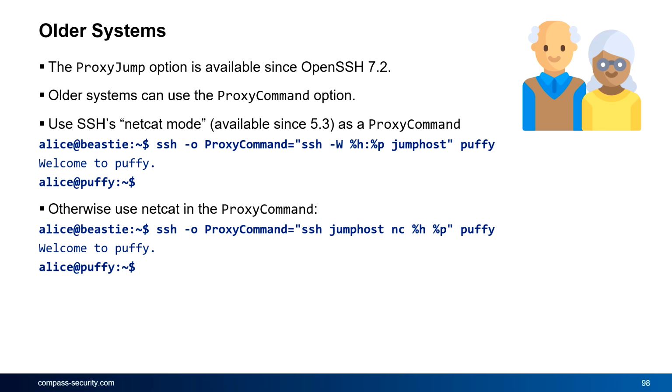Otherwise, if you even have an older system, you can use netcat to just forward the TCP traffic via a remote host. But in the end, it's more or less the same. The -J option is just a bit more convenient to use than this.